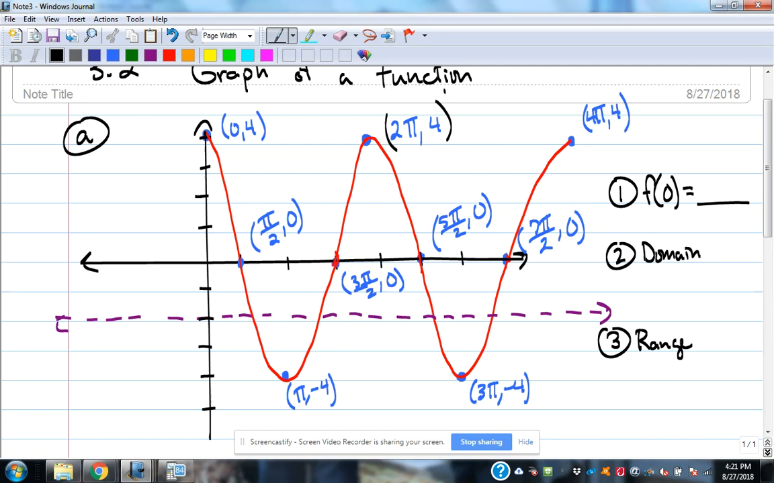Very simple idea, but getting it from a graph without an equation is sometimes foreign to us. So the answer to that would be 4, because we're going over here to where x is 0 and then finding that y value that goes with it. That's all we're finding there. Okay.